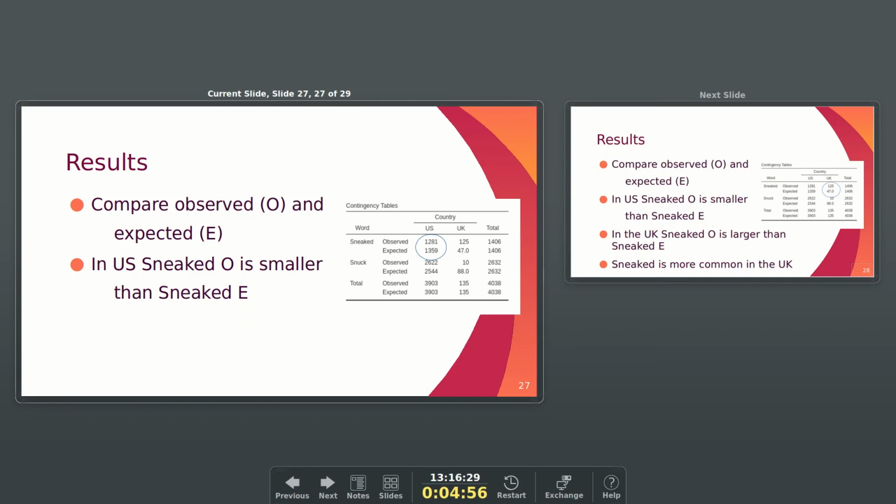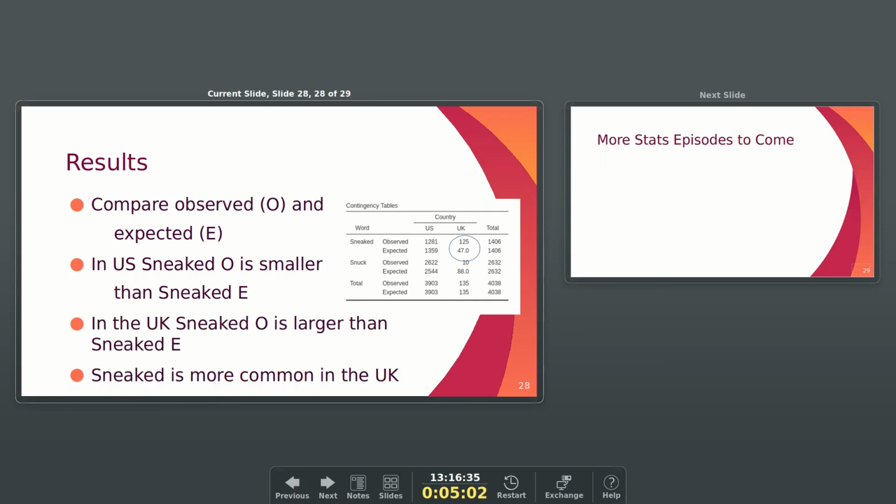Now let's look at sneaked. In the US, the observed value of sneaked is smaller than the expected value, and the opposite is true in the UK, where the observed value for sneaked is larger than the expected value for sneaked. So we can conclude that sneaked is more common in the UK.